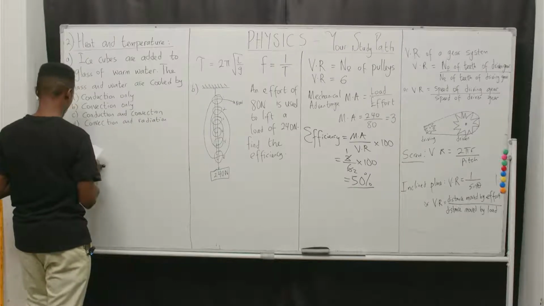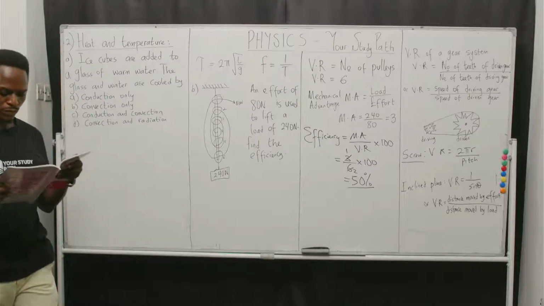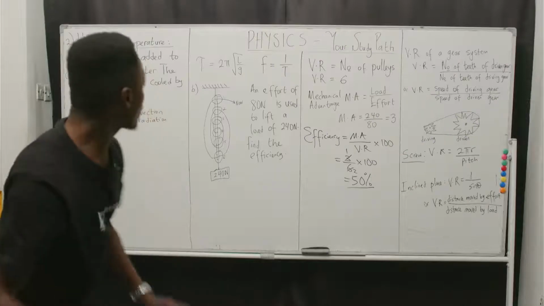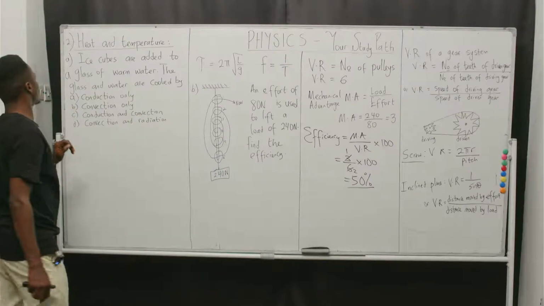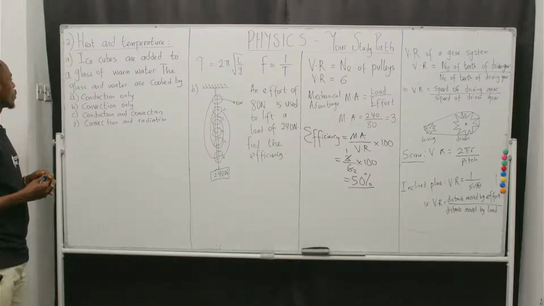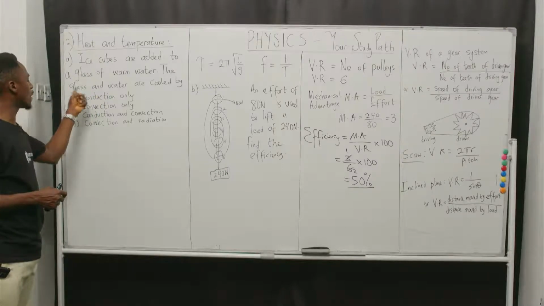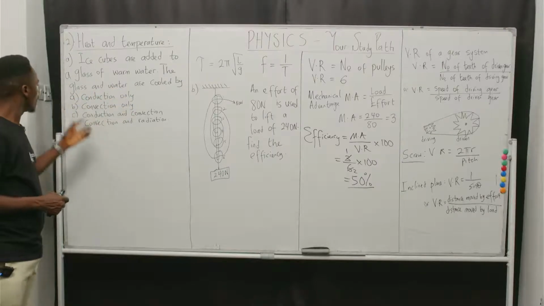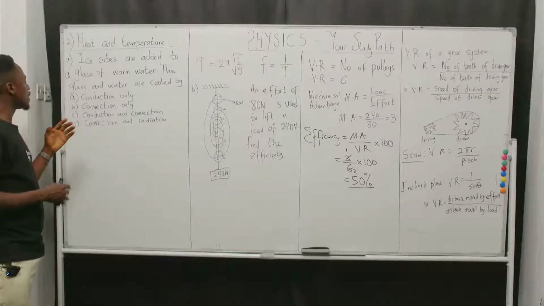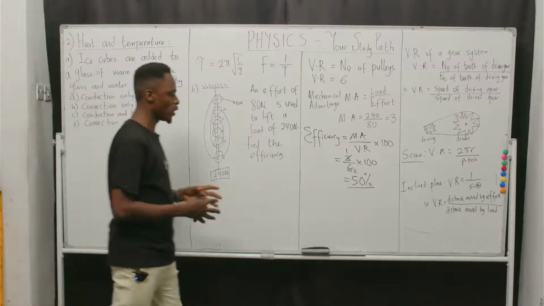That's for the next question, non-calculation. We are told that ice cubes are added to a glass of warm water, and the glass and the water are both cooled. The glass and the water are cooled by what means? Is it conduction alone? Is it convection only? Is it conduction and convection process, or is it convection and radiation?